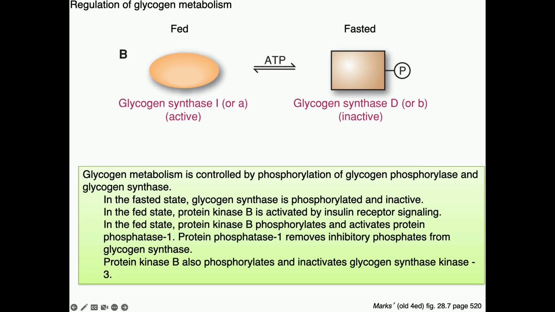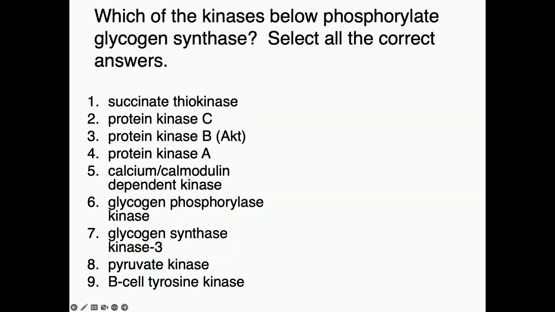Okay, so similarly with glycogen phosphorylase, glycogen synthase is regulated by reversible phosphorylation. And let's see if we can remember all of the kinases that can phosphorylate glycogen synthase. I'm not sure if you can select multiple answers. Does it let you select multiple answers? Okay, let's just go down the list.